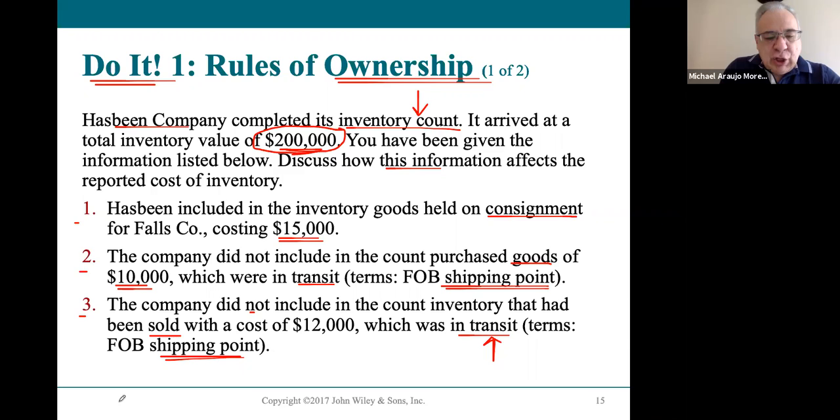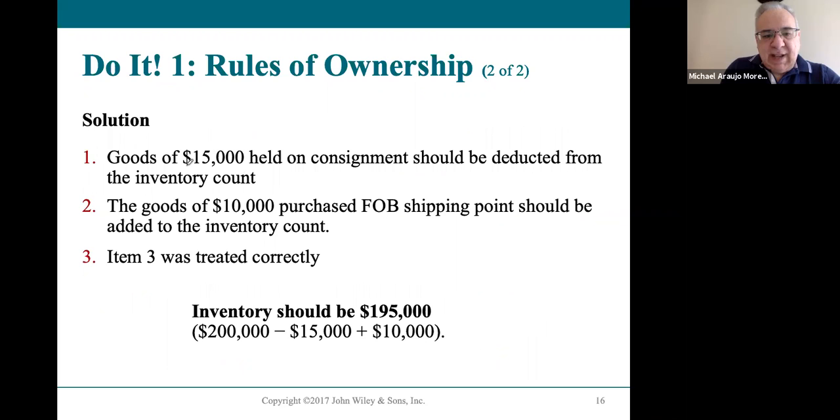The correct way to solve it is to take out the $15,000 of goods that are on consignment. Why? Because you don't own them. And add the $10,000 of goods that you bought but are not there. Why? Because you own them. And item three was treated perfectly fine. So inventory really for this company is $195,000. That would be the proper value of the inventory for that company. And that's learning objective one in a nutshell. So we'll take a quick break for questions here.